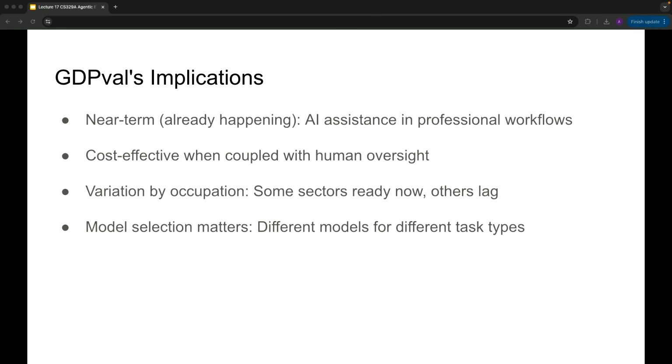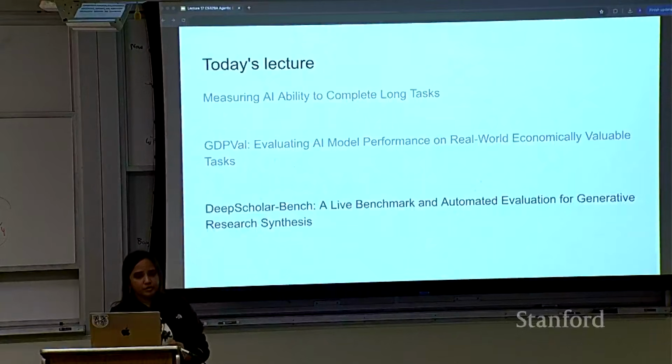So in the near term, what this means is that AI assistance is already happening in professional workflows. We have covered some of the agentic workflows in earlier parts of the lecture, and it's definitely cost effective when you couple it with human oversight. If the humans are architecting what the models need to go work on, the AI assistance is definitely helping. In certain occupations, this is more impactful than not, but you do have to choose different models, and different models are stronger at different task types as well.